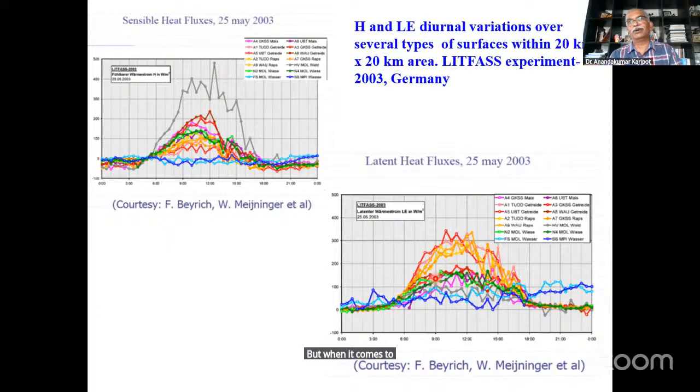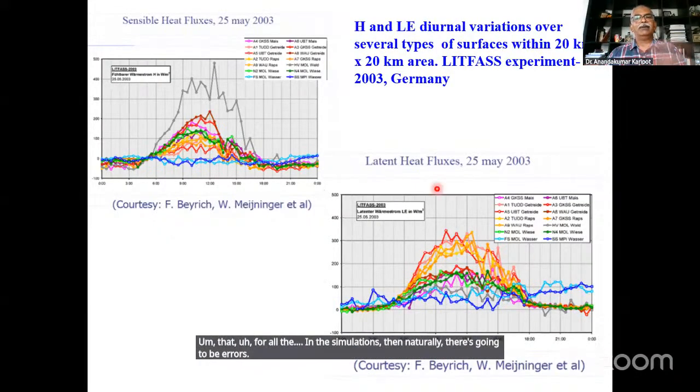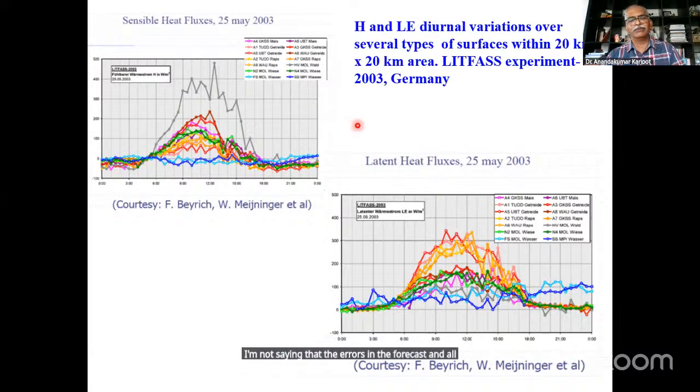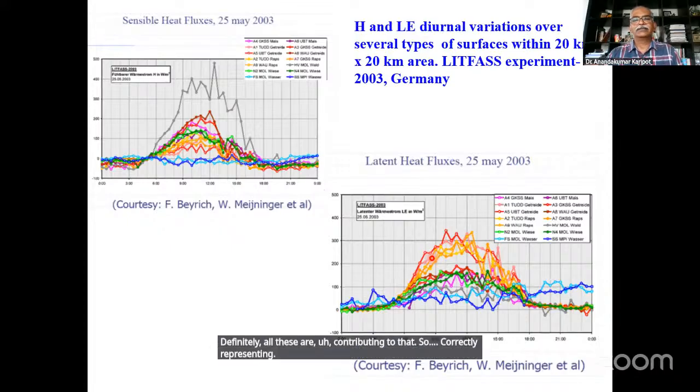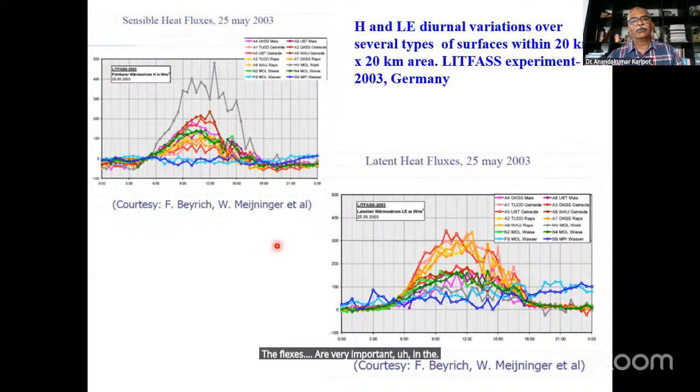But when it comes to numerical modeling, are we actually resolving these fluxes like that? For a grid or throughout the domain, we will be using some schemes, some soil moisture and temperature initial conditions and all that, and then we will be estimating all these fluxes. So there is no way that we are resolving all the fluxes as we see in the observations. And of course, if you use that in the simulations, then naturally there are going to be errors. I'm not saying that the errors in the forecast are only because of this, but definitely all these are contributing to that. So correctly representing the fluxes is very important in numerical models.